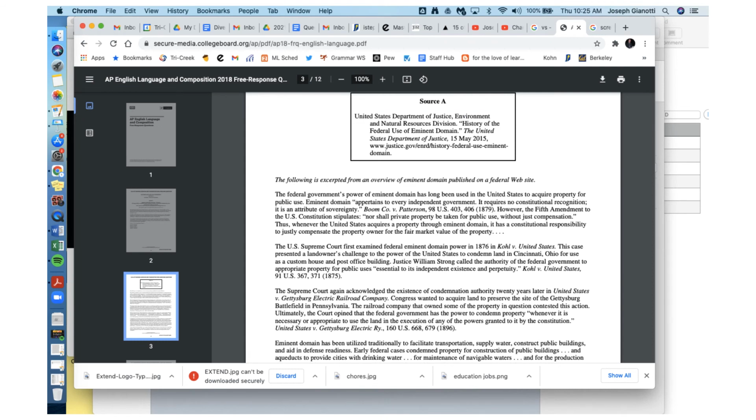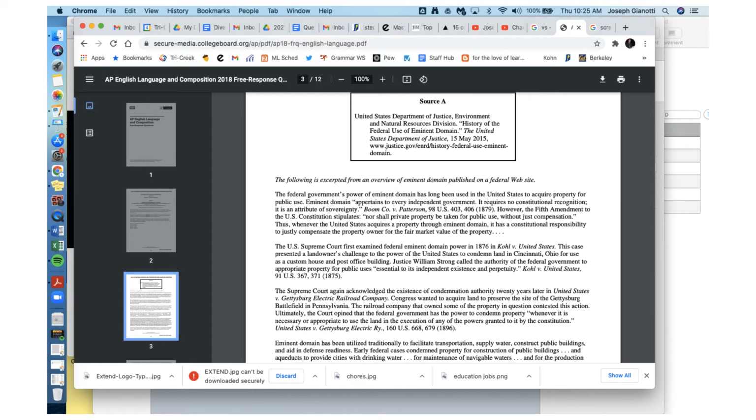After that, you get multiple sources. And for the 2018 eminent domain, there were 6 sources that stretched across 7 pages. That's a lot of reading. So one of the things that you're going to want to do is find as many ways as possible to save time. Remember that you'll have 135 minutes to write 3 timed writings, and that's going to stretch you, so we want to figure out ways that we can maybe save some time, right?